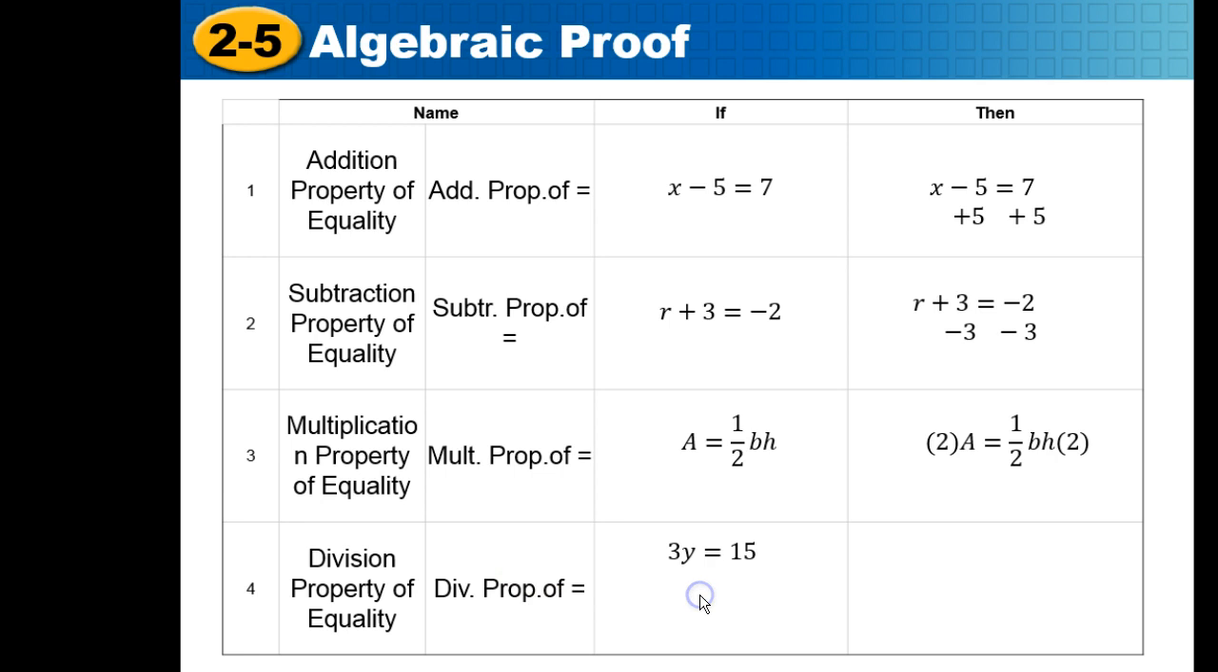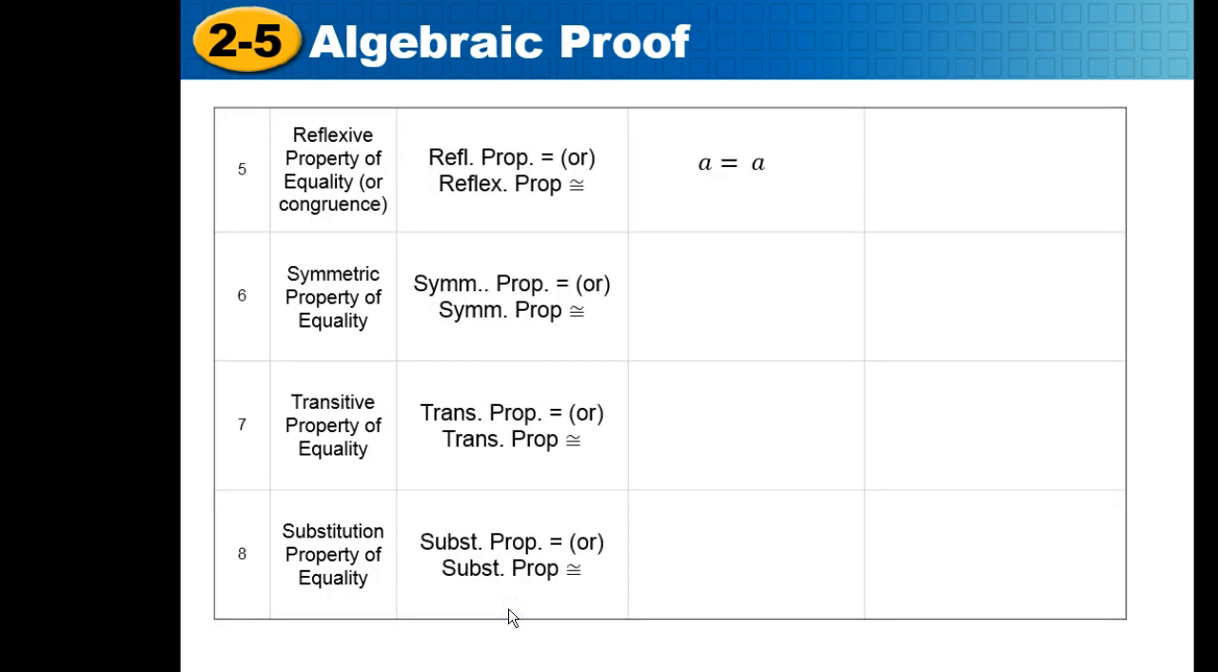And the last one is if I give you 3y equals 15, you can guess what we're going to do here. There's your word. We're going to divide both sides by 3. And when you divide both sides of the equal sign by the same number, you say division property of equality. Okay? We're going to use these abbreviations.